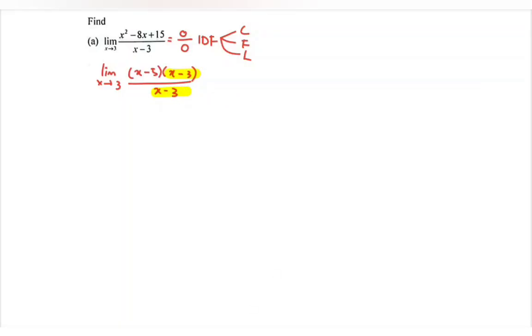Rewrite the expression: the limit as x approaches 3 of (x minus 5). If we substitute the value 3, we will have the value of y approaching negative 2.